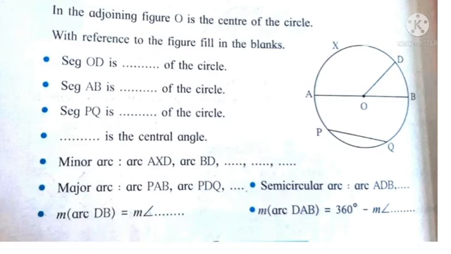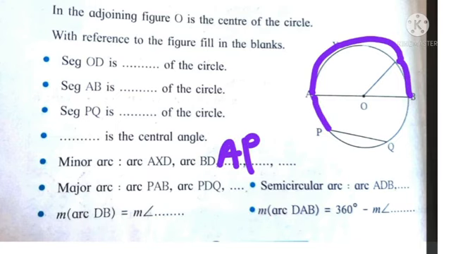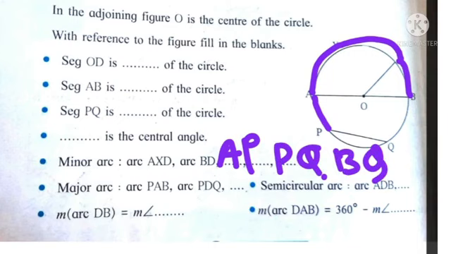Then minor arcs. Which are the minor arcs? See, you know about the arcs. Arc AXD is the minor arc. Arc BD is the minor arc. Then again which are the arcs? Arc AP is the minor arc. Then arc PQ is the minor arc, and then arc BQ. These are the minor arcs.